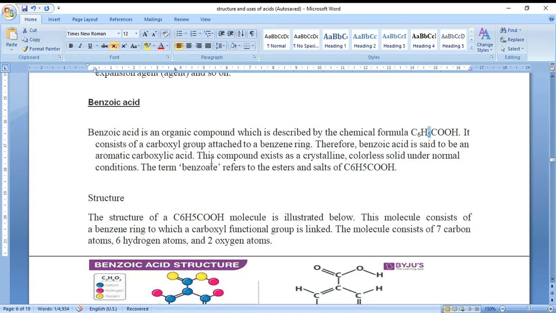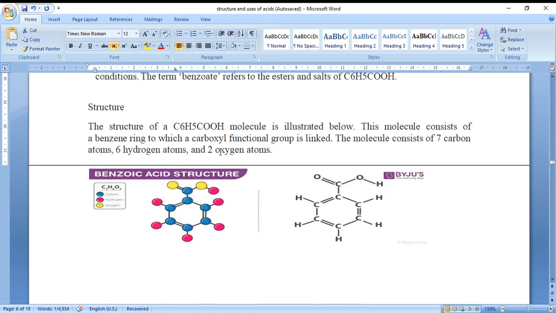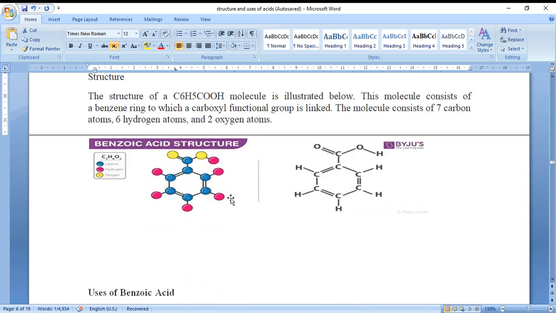That means it comes under the aromatic category, and it is crystalline and colorless under normal conditions. And the term benzoate: benzoic acid is nothing but the acid, but benzoates are the esters and salts of benzoic acid. And the structure of benzoic acid is, so this is the structure of benzoic acid.